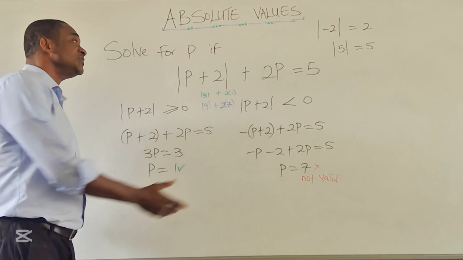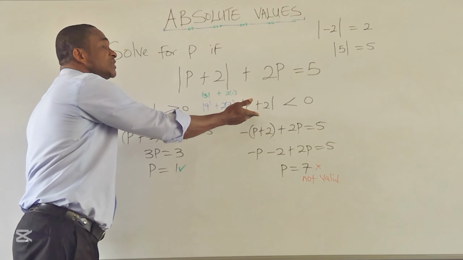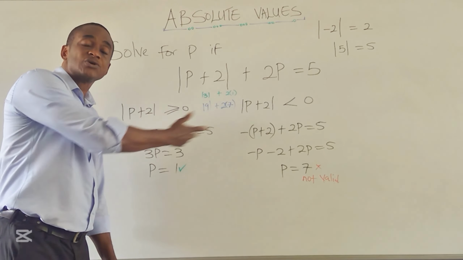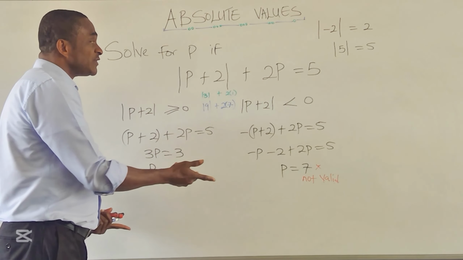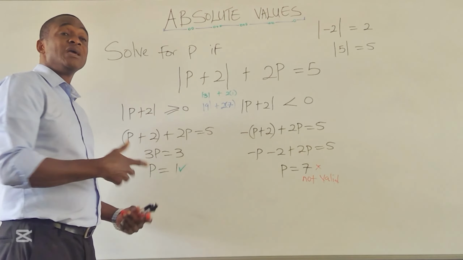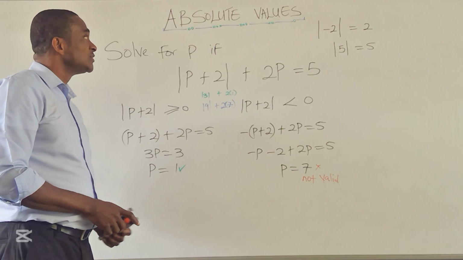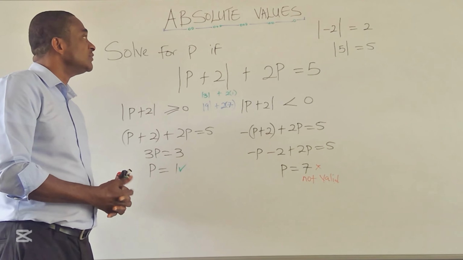It is very important that you check, because these conditions must be met, and we need to check if they are valid. In some cases, both of them will be valid for the given expression. In other cases, they may not. This is how we approach absolute values.